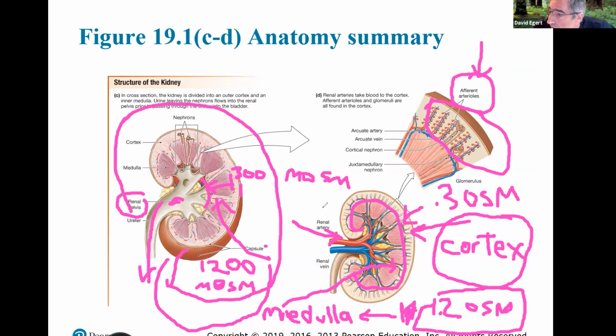And again, the renal artery is feeding into the kidneys, which then branches. In anatomy, you learned about the segmental arteries and the lobar arteries and interlobar arteries and the arcuate arteries and the cortical radiate arteries and blah, blah, blah. For this class, you don't need to know the names of all the branches. What you just need to know is that the renal artery is going to feed like a million little afferent arterioles that are feeding into these little nephron tubule systems, which I'm going to talk about right now.